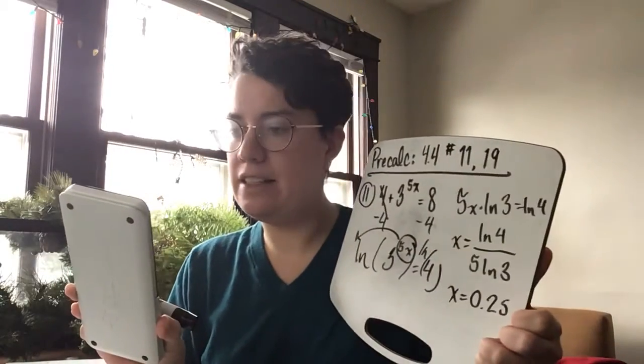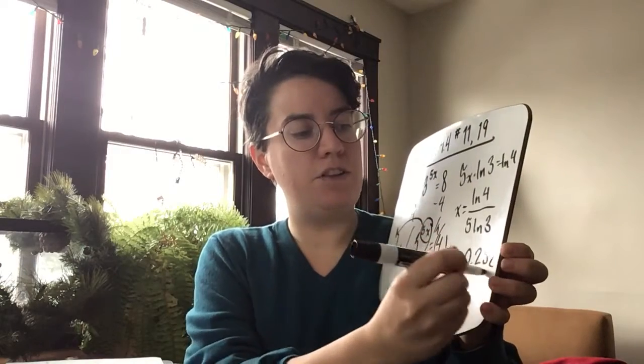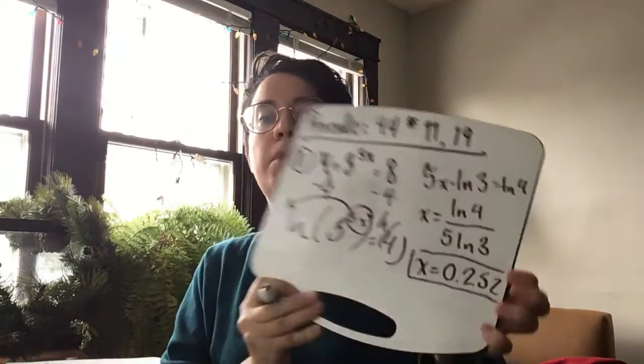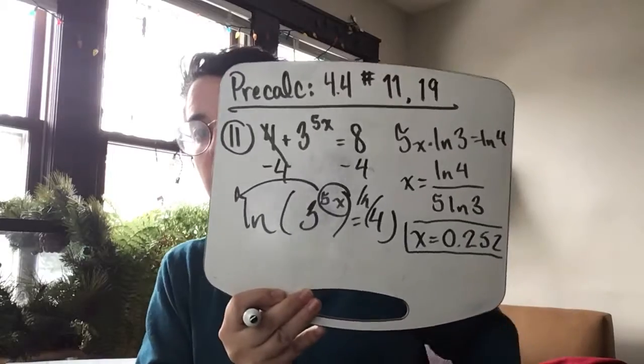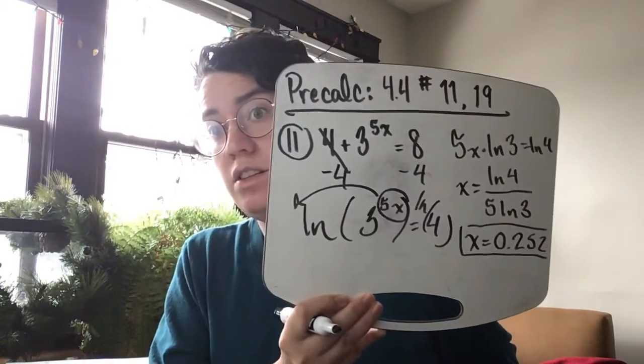What was that last digit? It's going to be another 2. So main thing, make sure you've got your logs worked out, and make sure you get your exponential term by itself first. All right.